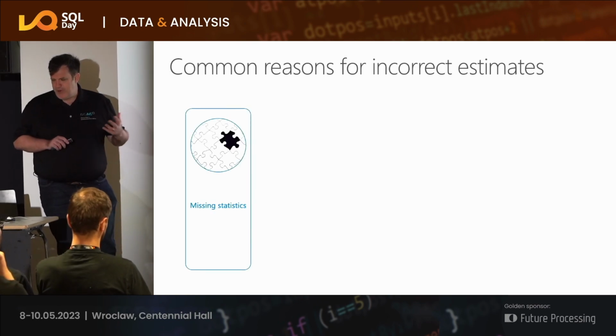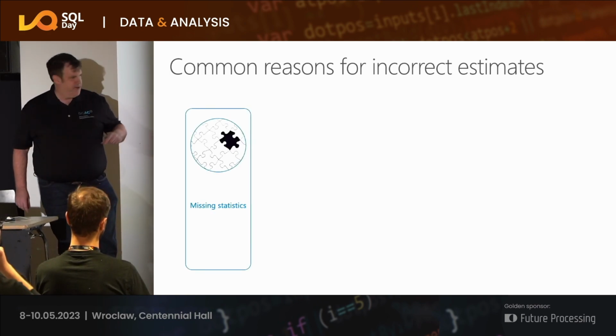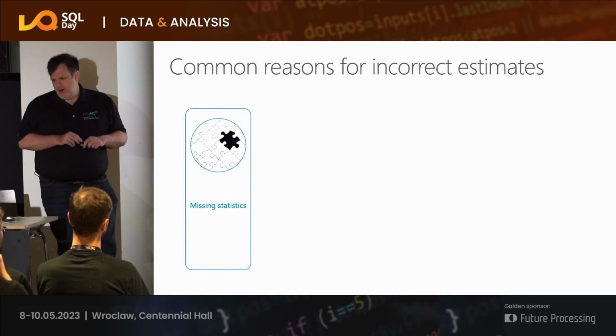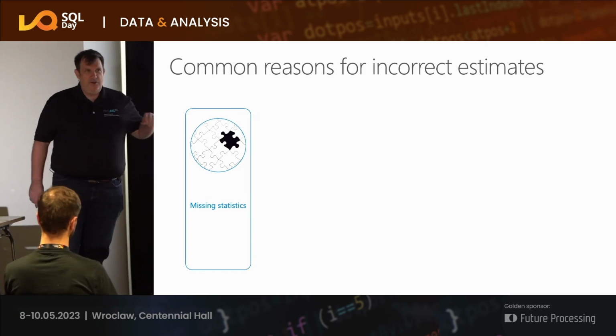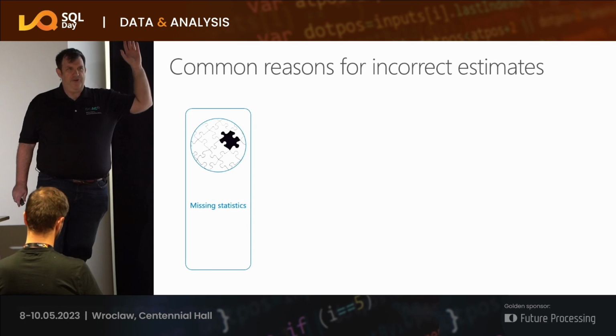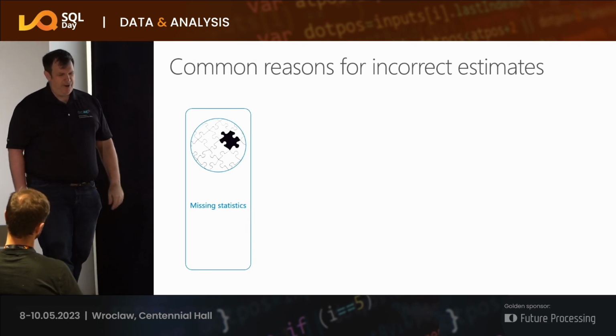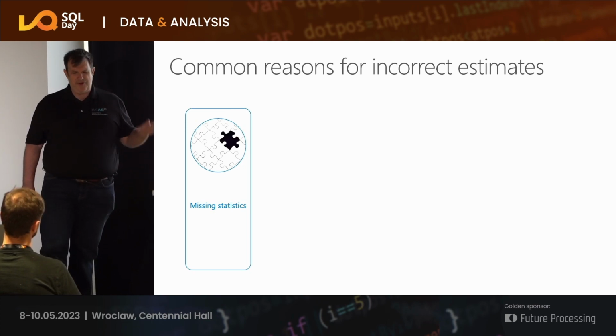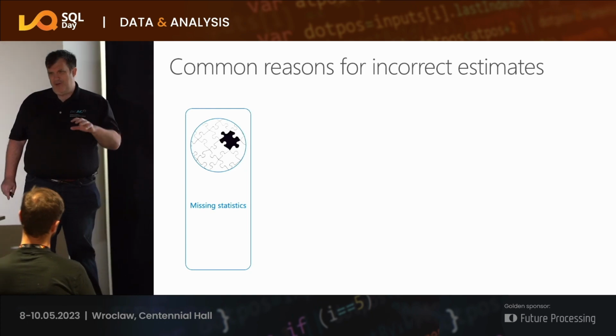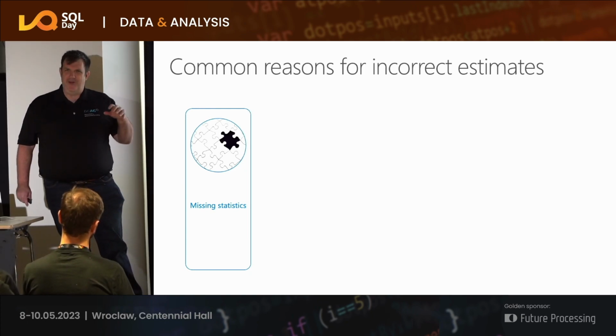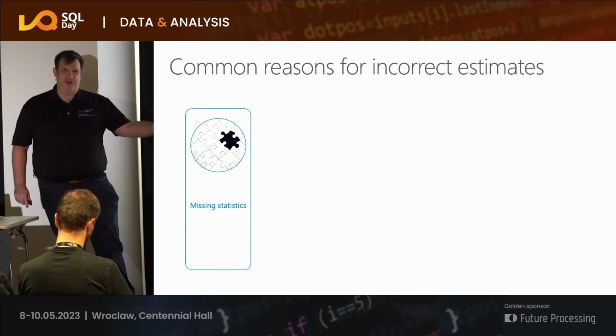So some common reasons we have incorrect estimates. Missing indexes, or excuse me, missing statistics. Does anybody use Ola Hallengren's maintenance solution? Okay, good. About 10% of the room raised their hands for those of you in the crowd online. One thing to note about Ola's maintenance solution, if you install it with the defaults, it doesn't force update of statistics.